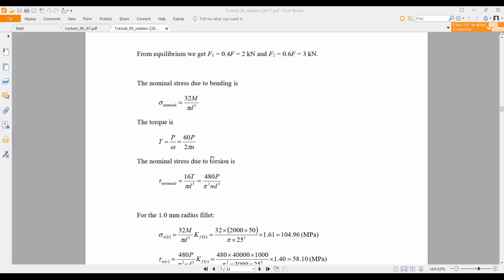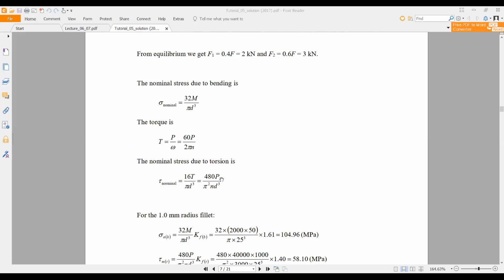So there are n rounds within a minute. When you convert to seconds, you need to divide by 60. So omega equals 2πn divided by 60. When you substitute omega here, T is 60P divided by 2πn. Using this equation you can find T, because we need the torque to find the shear stress. This is the shear stress equation, so you just substitute the torque with this equation.